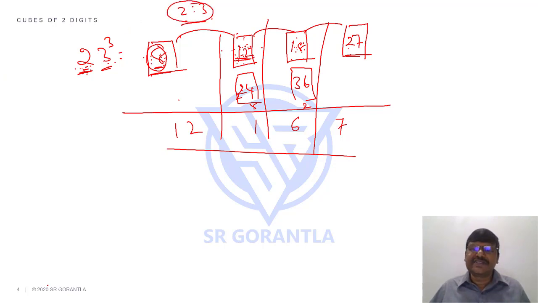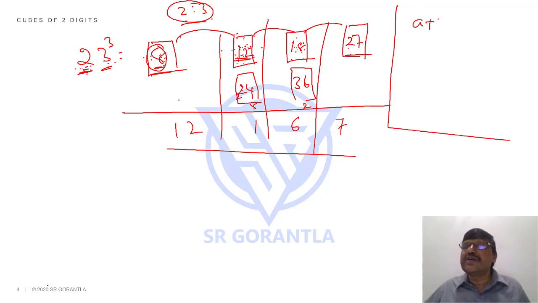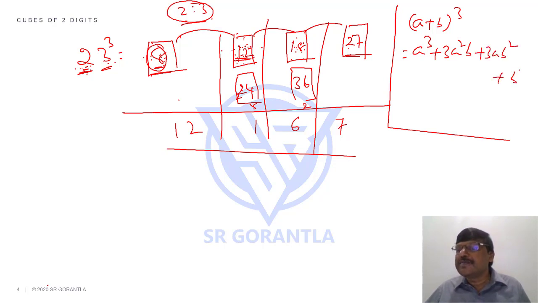Now students, if you are not comfortable with this ratio approach, let me tell you something you are all familiar with: the (a plus b) whole cube formula. What is (a plus b) whole cube, students? You can take some similarity here. What is the (a plus b) whole cube formula? a cube plus 3a square b plus 3ab square plus b cube, you know.